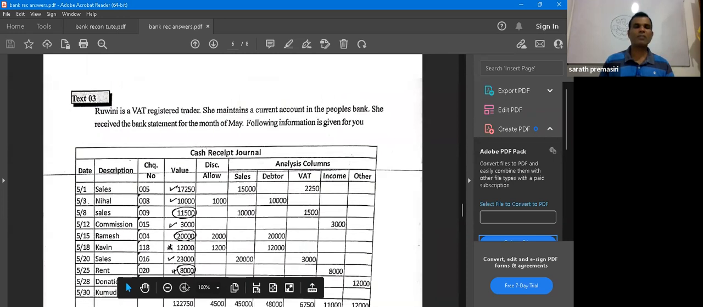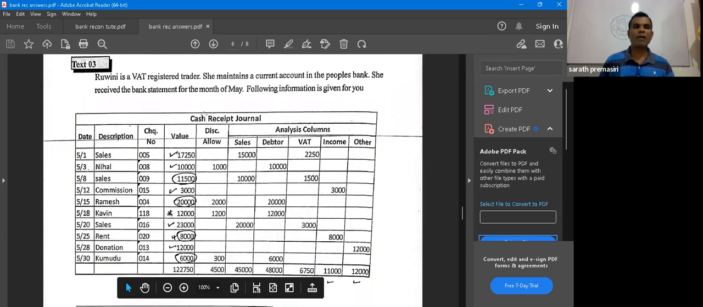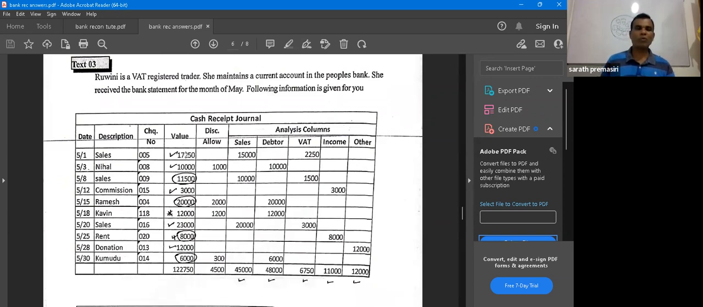Third one is concerned. Now, in the cash receipt journal, see whether we have found out. Now, 11,500 is an item that we have selected. Is it correct? Have you selected and highlighted this as a factor that affected the difference? Now, this is what we have to identify.